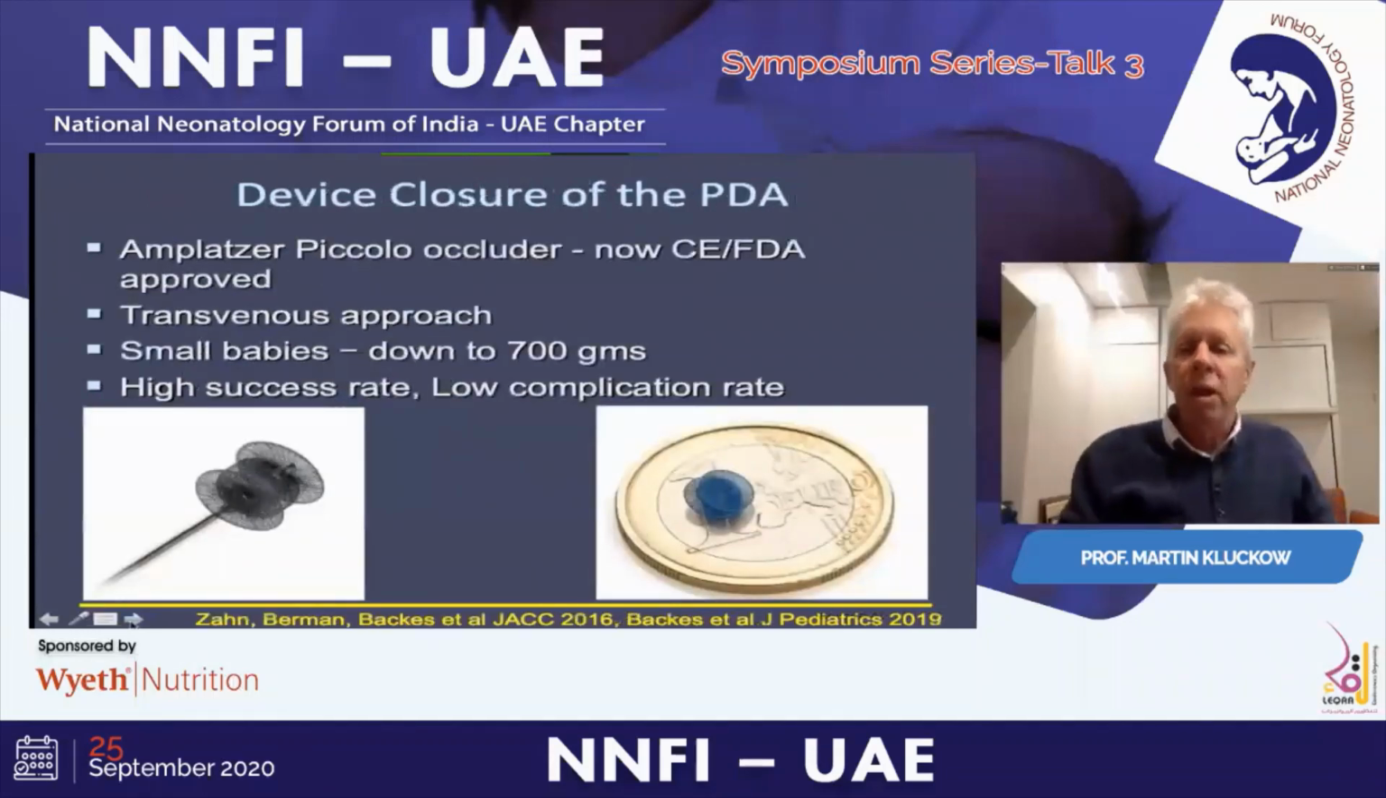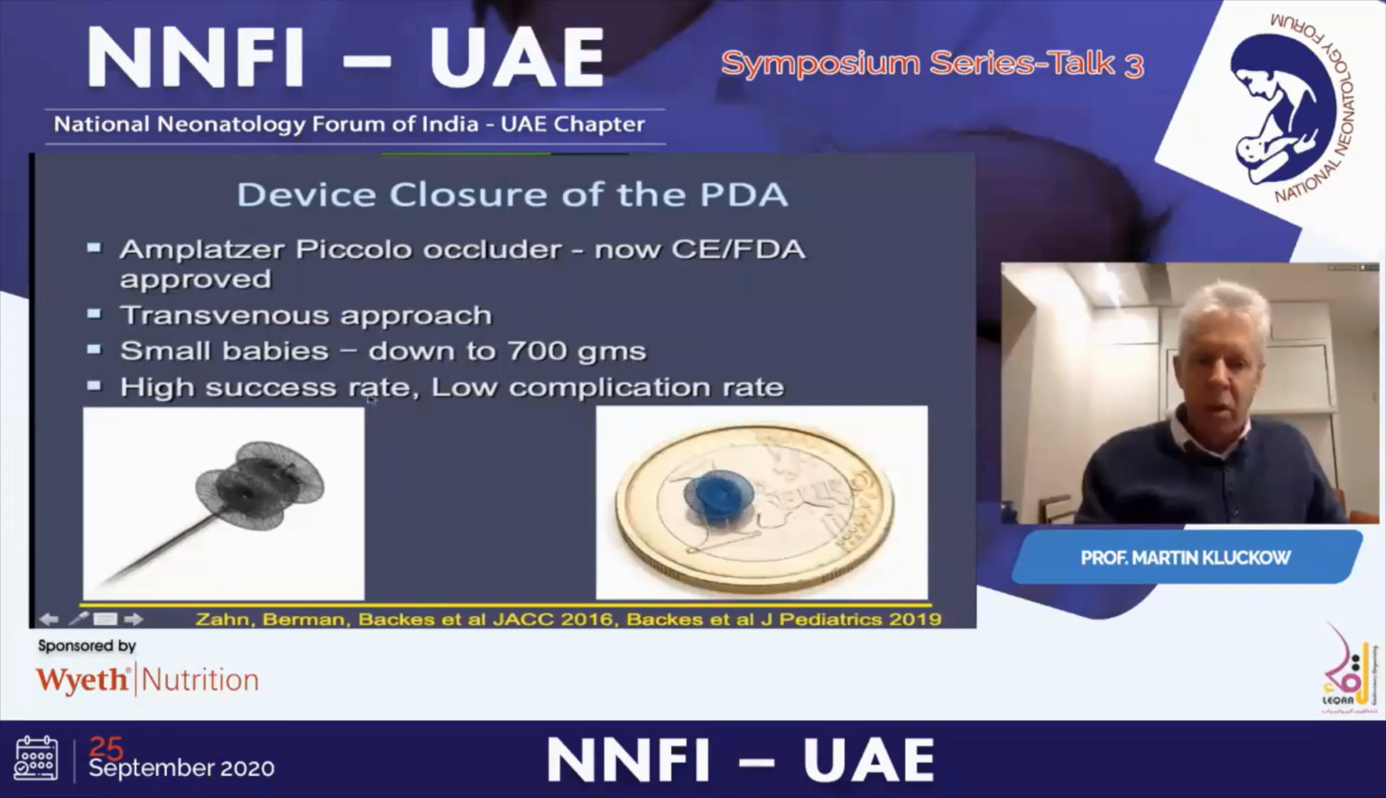I've mentioned the device closure a couple of times as a potential game changer in the setting of PDA management with high efficacies and low side effect rates. This is the Amplatzer Piccolo occluder. You can see it's a very small device, now CE and FDA approved. Can be inserted by a transvenous approach, which is great for small babies so you don't get arterial complications, and can be used in small babies down to 700 grams, greater than 3 days of age.